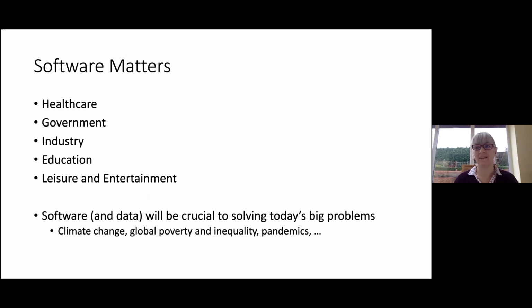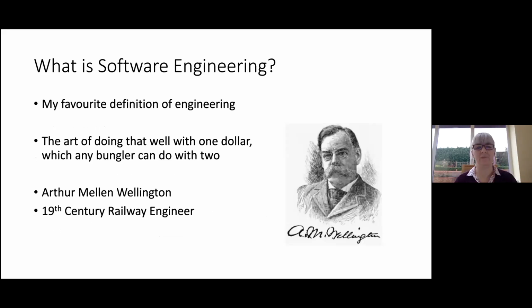But what is software engineering? Well, first of all, maybe I need to say what engineering is. And my favorite definition of engineering comes from Arthur Wellington, a 19th century railway engineer. And he described it as the art of doing that well with $1, which any bungler can do with $2. So what he's saying there is it's not necessarily that difficult to build some of the things we're building, but the challenge, the really hard thing, is to do them well. So the quality of what we build matters, and with $1 instead of $2. So the resources matter as well.